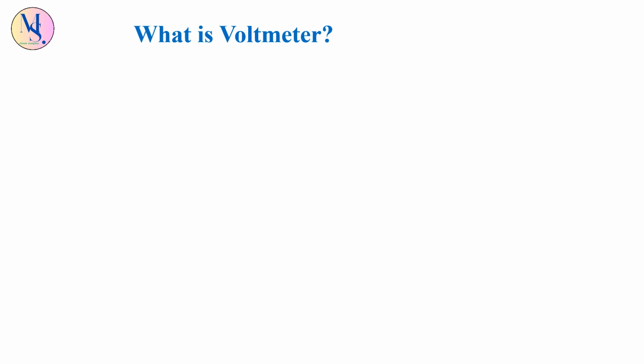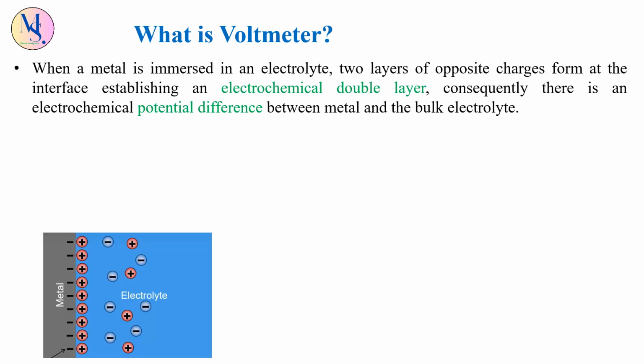Next is voltmeter. In order to understand the voltmeter, we must know the chemistry of metal and electrolyte when they come in contact with each other. So when metal is immersed in the electrolyte, two layers of charges, that is negative charge and positive charges, are established at the interface of metal and electrolyte. Thus an electrochemical double layer is formed.